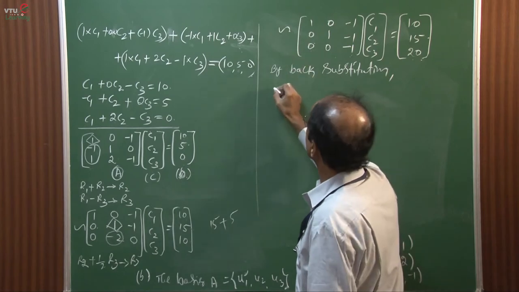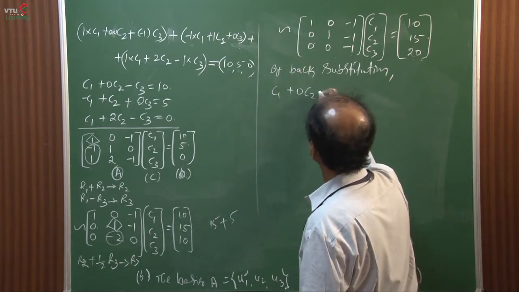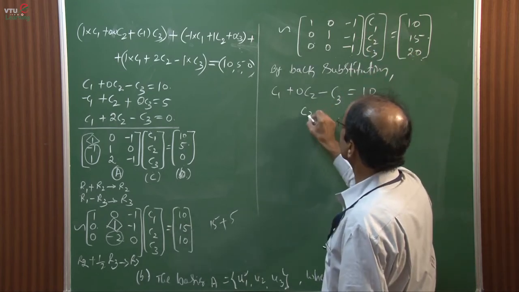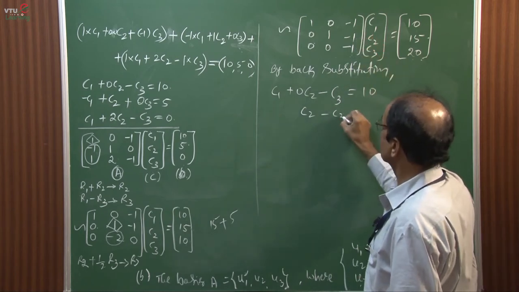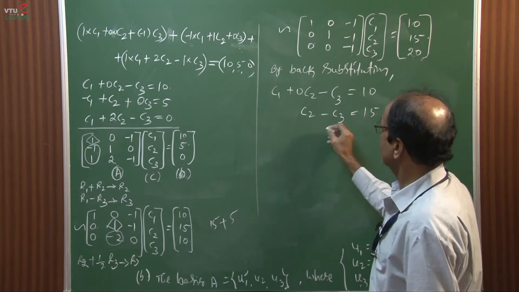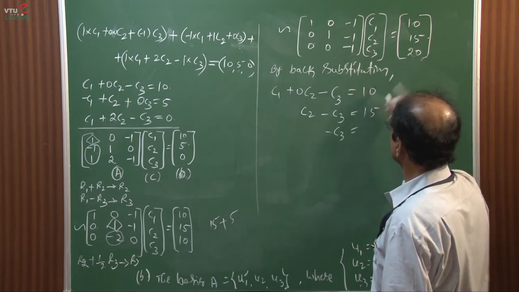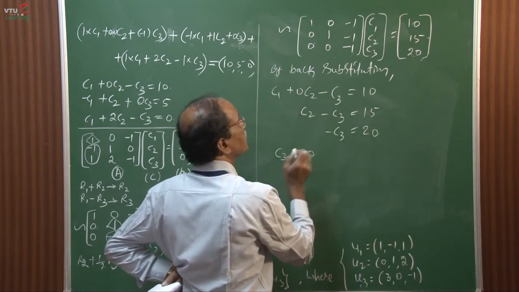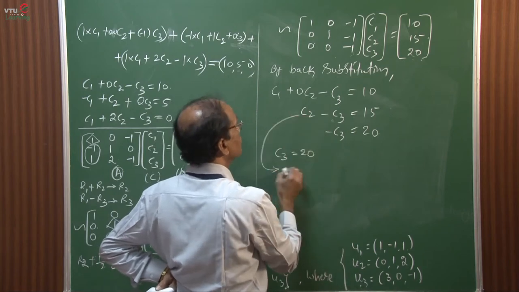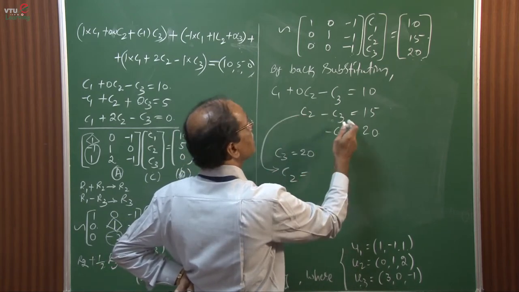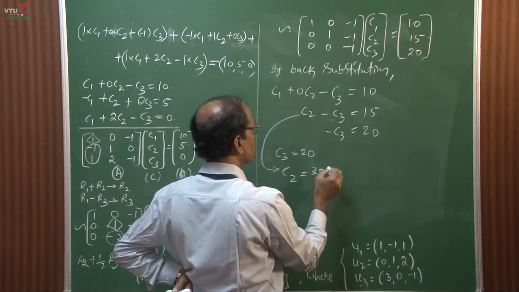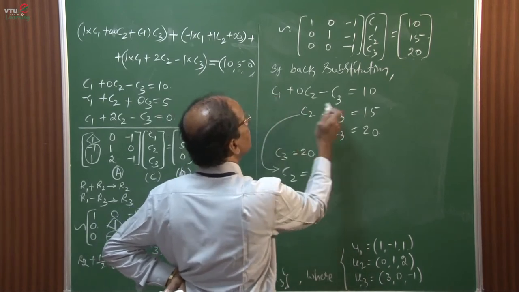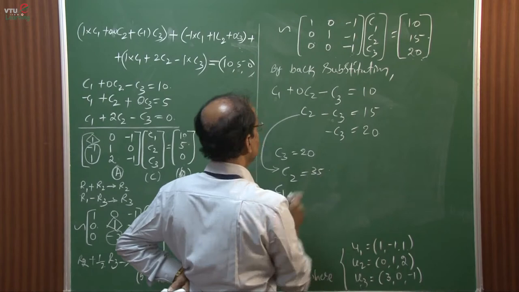By back substitution, we have C1 plus 0 into C2 and minus of C3, that is equal to 10. Next is C2 and minus of C3, this is equal to 15. Then it is minus of C3 equal to 20. Therefore, C3 is equal to 20. C3 is equal to 20 means then this equation gives C2, 20 will be taken to the right side, that is 35, and C1 will be selected by taking C3.